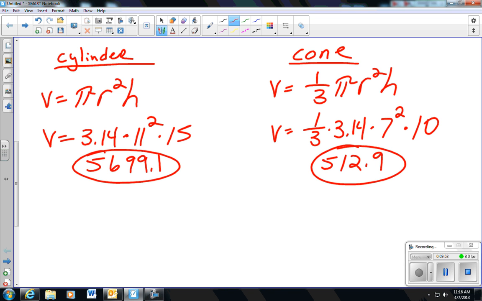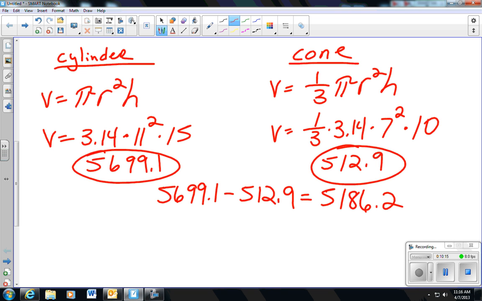And then again, so we got our volume of the cylinder, volume of the cone, and we said our strategy would be to subtract the cone from the cylinder. So 5,699.1 minus 512.9. When we do that subtraction, we get 5,186.2.